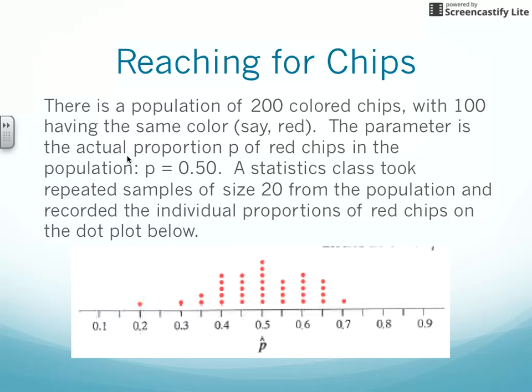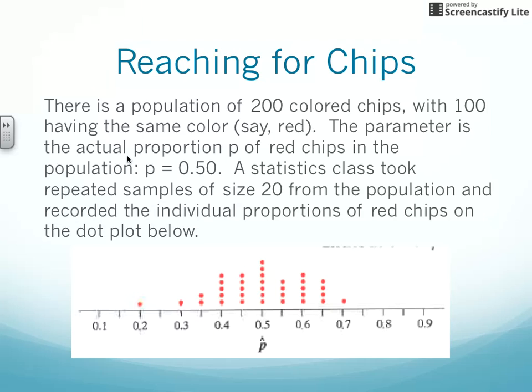Okay, so here's a little example that we were going to do in class, but it turned into a video. So let me set up a background. There's a population of about 200 colored chips, definitely 200 colored chips, with 100 having the same color, let's say red. The parameter, which is referring to your population, is the actual proportion of red chips in the population. A statistics class took repeated samples of size 20 from the population and recorded the individual proportions of red chips on the dot plot below.